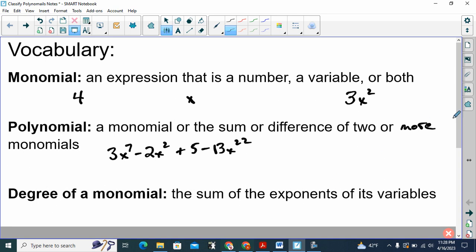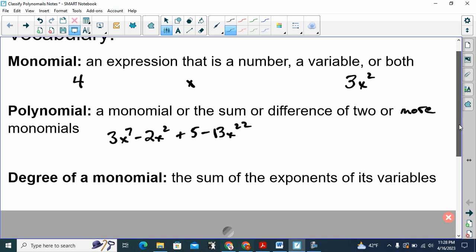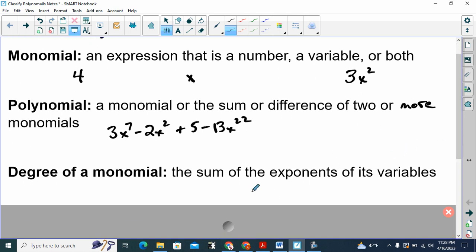The degree of a monomial is the sum of the exponents of its variables. Most polynomials that you'll be looking at in Algebra 1 will just have one variable, all of them x here. So you'll just be looking at the exponent. The degree of a monomial is the sum of the exponents. So like 5x to the 9th. We've just got one exponent, it's 9. The degree of that monomial is 9.